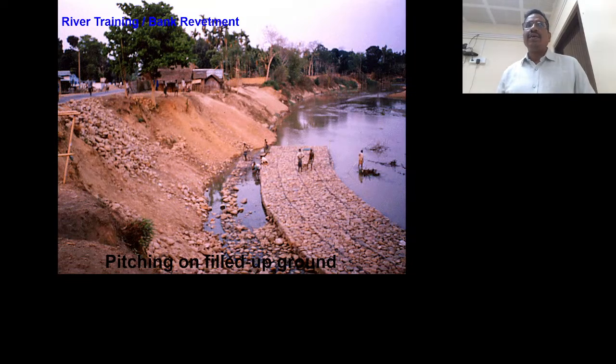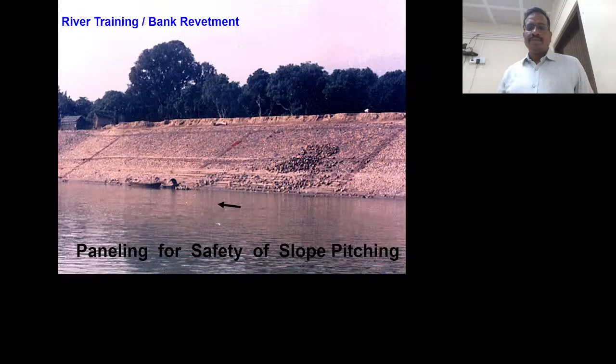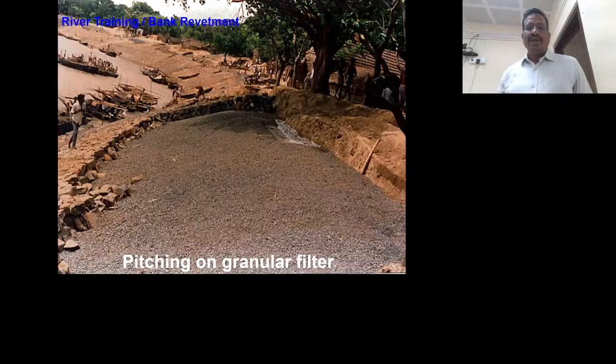Here you see the launching apron, the laying of the launching apron. Here you can see the sloping portion, where they have given riprap with boulders. Here they have given loose boulders as slope protection. Below that is a granular filter.